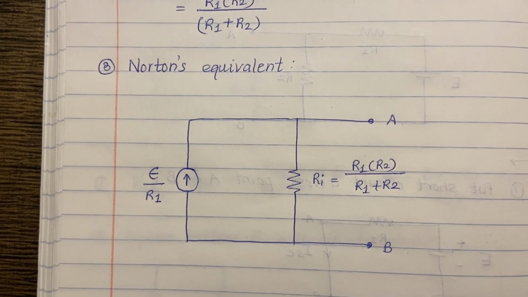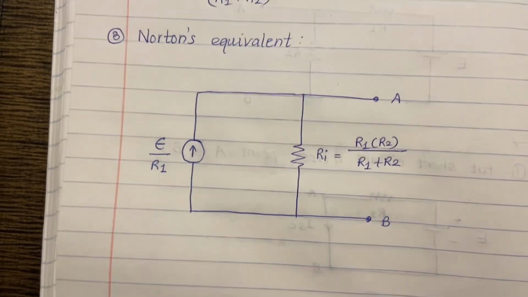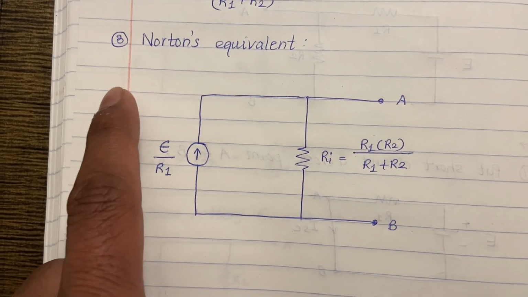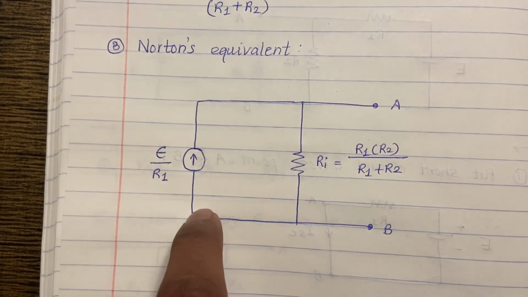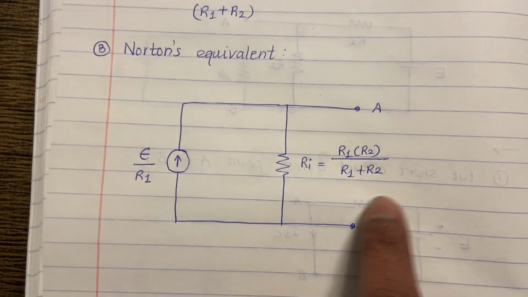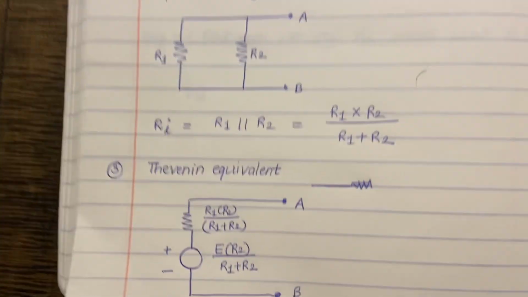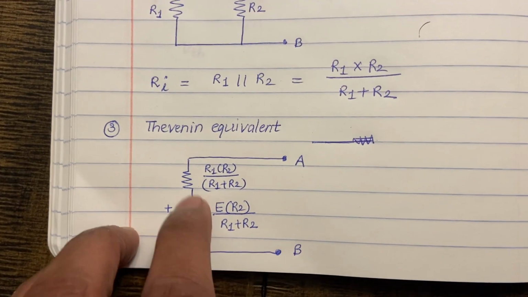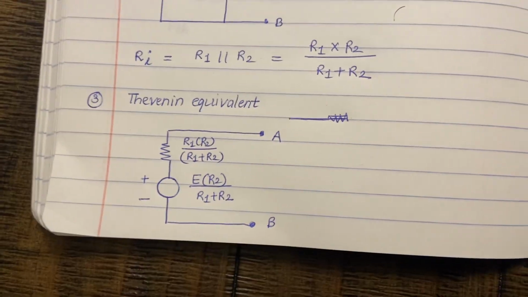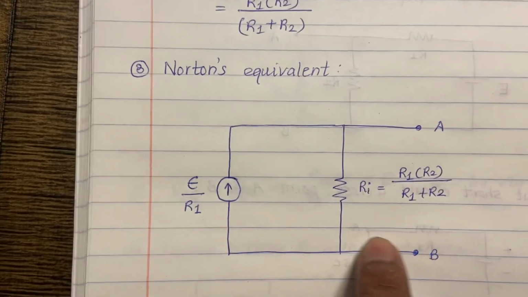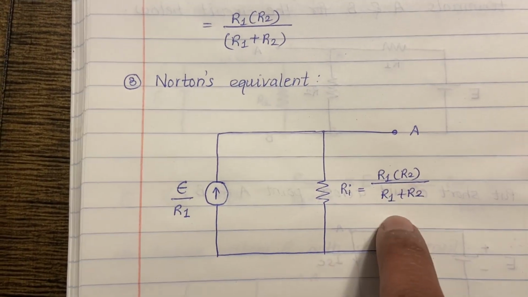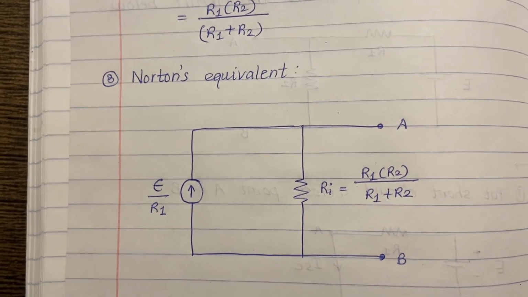What was there in Thevenin's equivalent? In Thevenin's equivalent, we had a voltage source in series with the internal resistance. In Norton's equivalent, we have a current source in parallel with the internal resistance. That is the main difference.